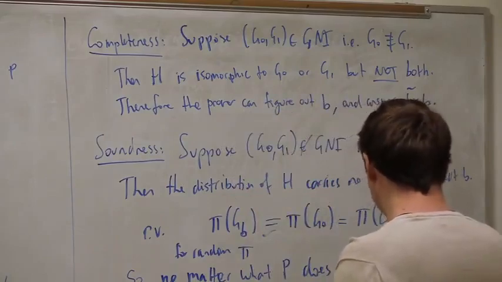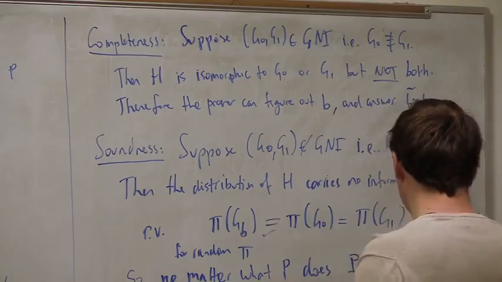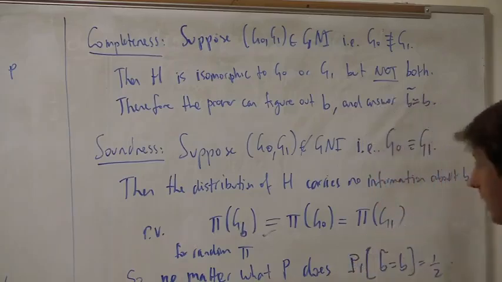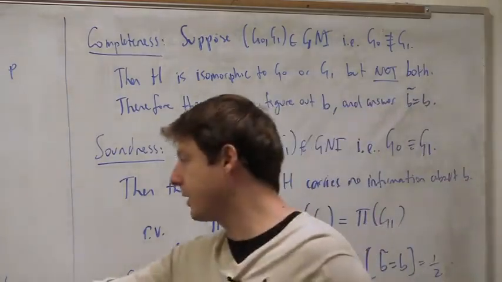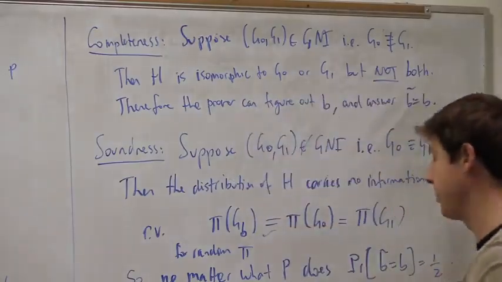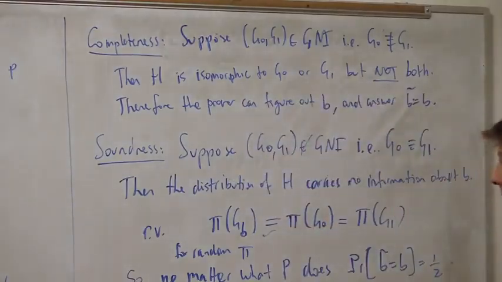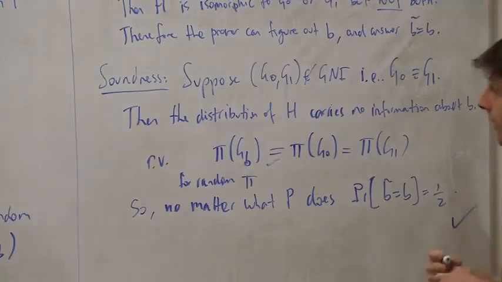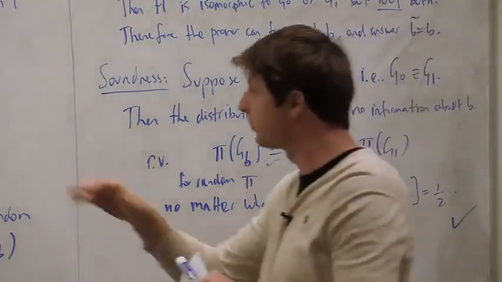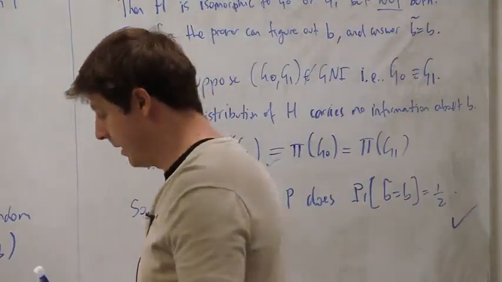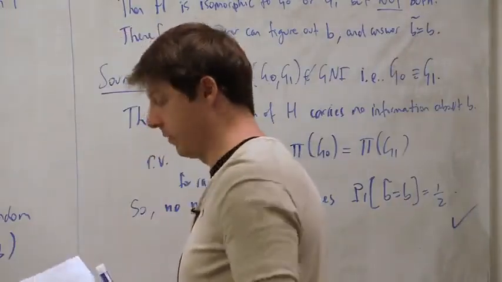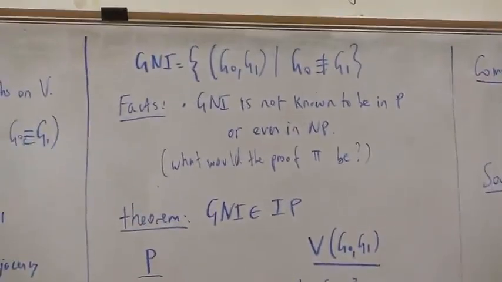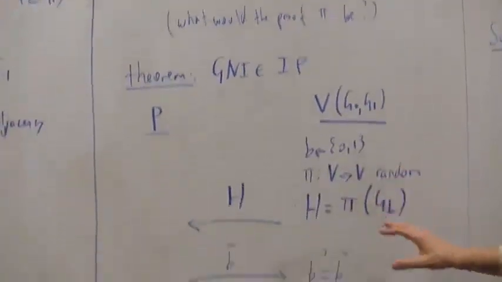the probability that B tilde equals B is half. Because the prover has no information about the bit B. It's hidden. H doesn't carry that information when G0 and G1 are isomorphic. And so he will not be able to convince the verifier with more than half probability. So this shows that this protocol is an interactive proof for graph non-isomorphism. A couple of comments about it.